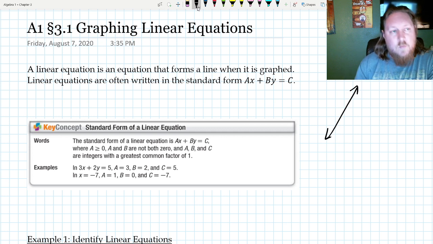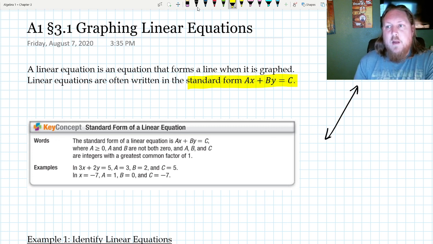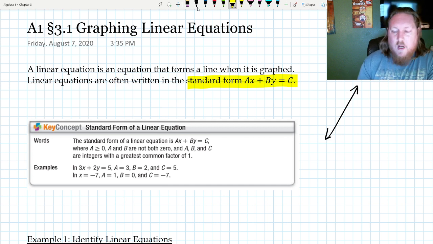We can always write a linear equation in something called standard form. And the key here is that those capital A, B, and C variables are coefficients. The C is a constant because there's no variable attached to it. But we like whole numbers. We don't like any fractions or decimals. We prefer A to be positive, but it doesn't have to be. We also want there to be no common factors.